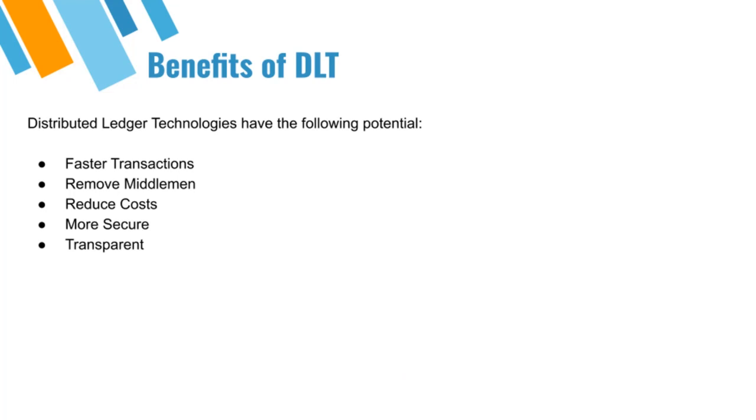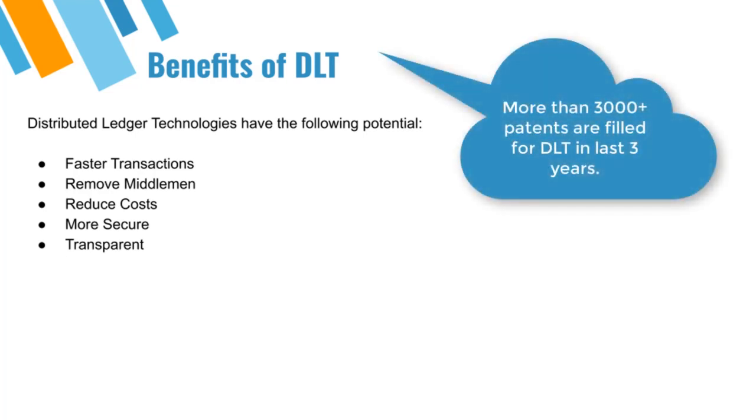Now let's look at some of the benefits of distributed ledger technology over the traditional technology. Distributed ledger technologies have the potential to speed up the transactions because they remove the central authority or middleman. Apart from that, distributed ledger technologies also have the potential to reduce the cost of transactions, as fees taken by the middleman are removed from the process.